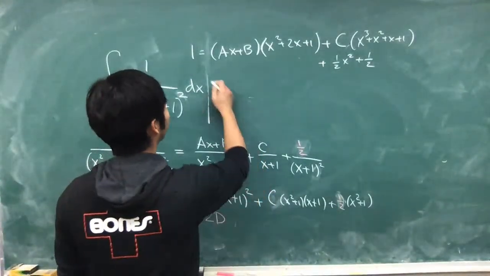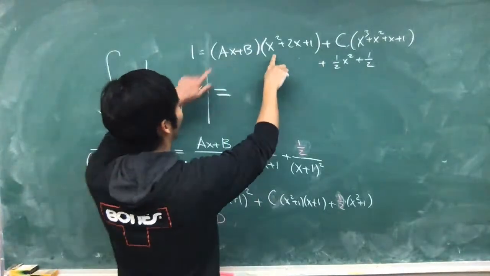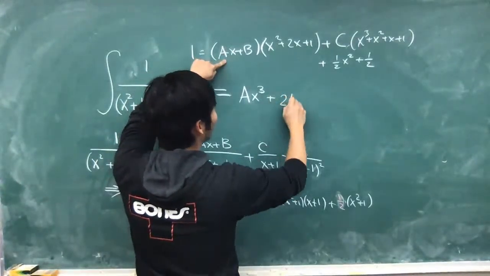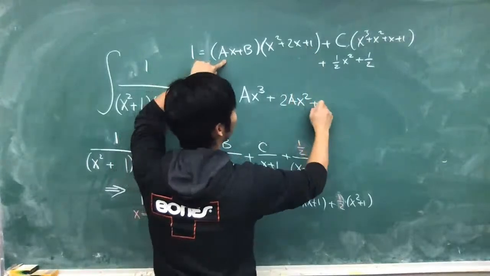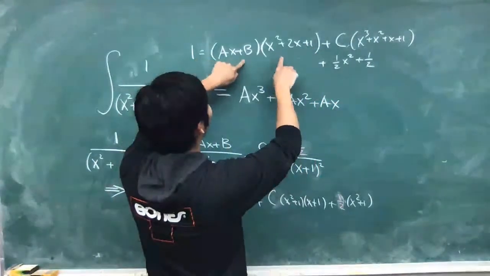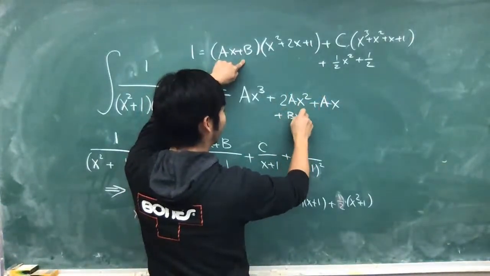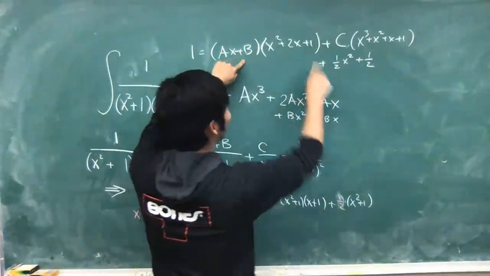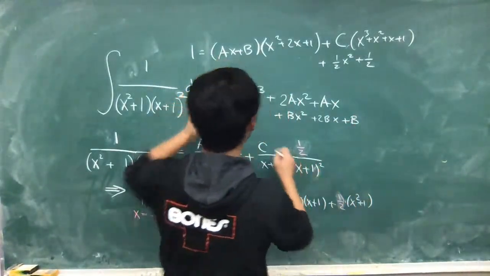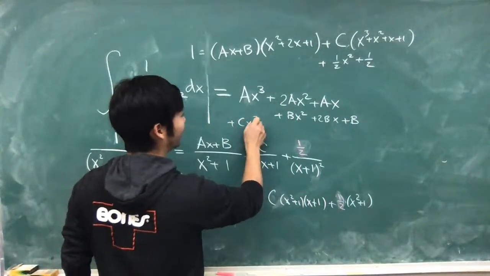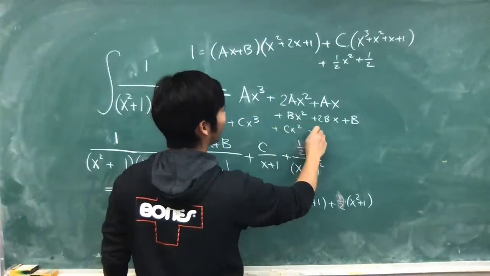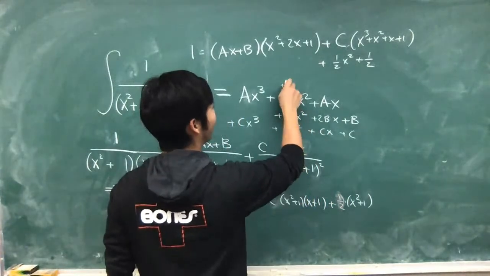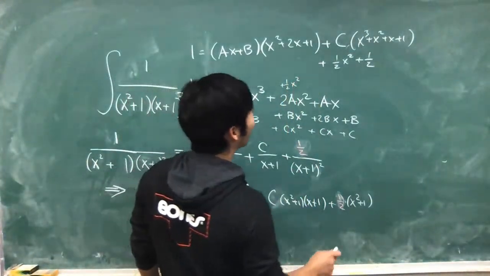So this is going to be ax cubed plus 2ax squared plus ax plus bx squared plus 2bx plus b plus cx cubed plus cx squared plus cx plus c plus 1/2 x squared and plus 1/2.